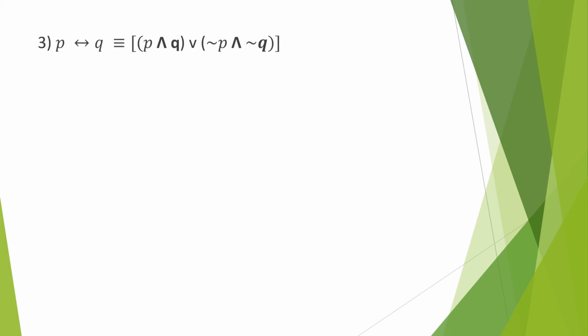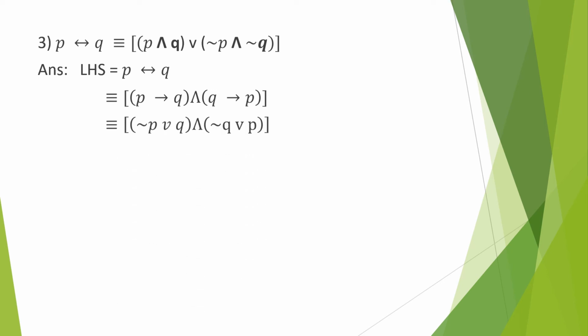Now the next example: P if and only if Q is logically equivalent to P and Q or negation P and negation Q. Consider the left hand side, that is P if and only if Q. Now the meaning of P if and only if Q is P implies Q and Q implies P. We know that P implies Q is logically equivalent to negation P or Q. Applying the same rule to Q implies P, it becomes negation Q or P. Therefore, the logically equivalent statement of the first statement is negation P or Q and negation Q or P.